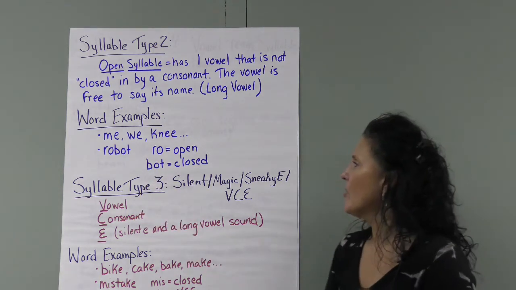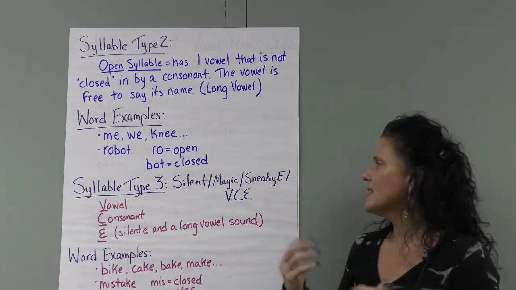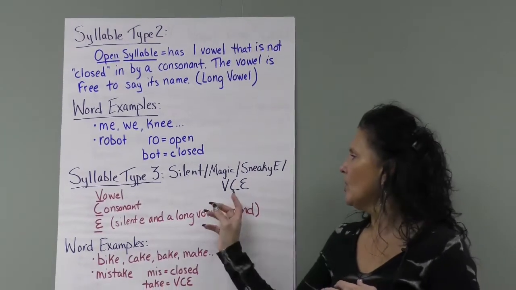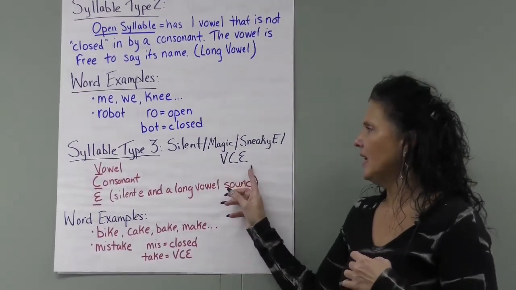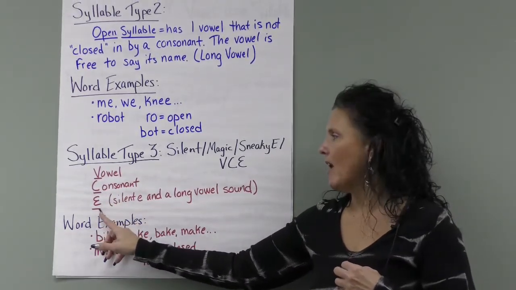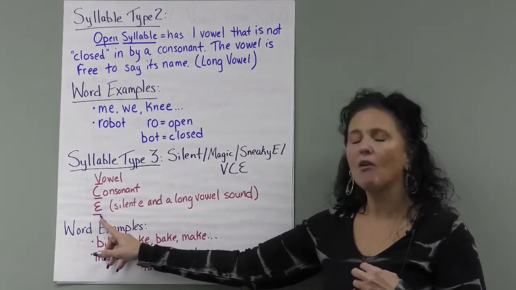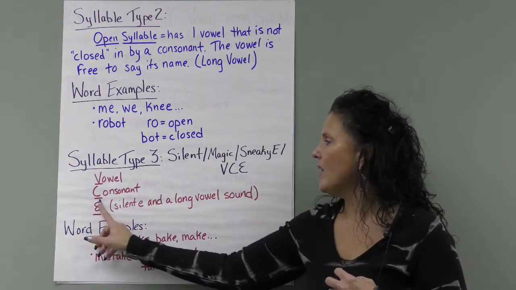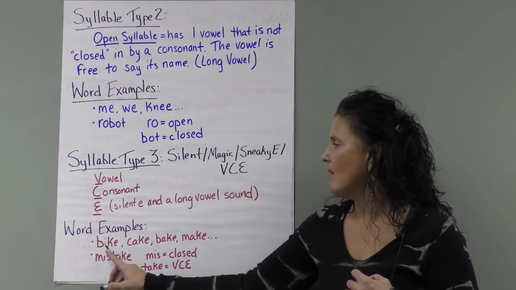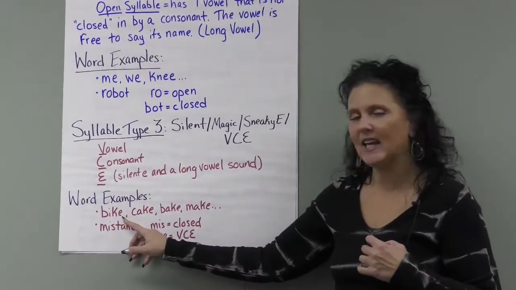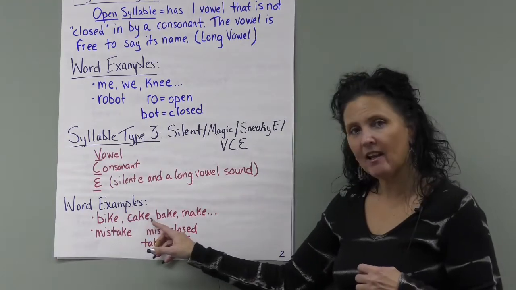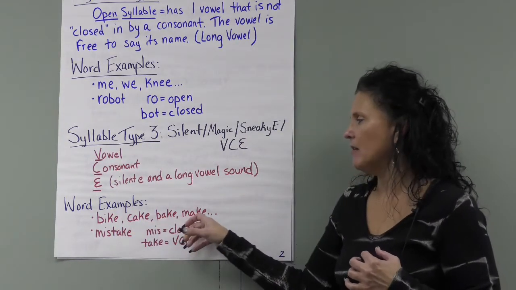That's the second type. The third type is called different things: silent E, or magic E, or sometimes people call it the sneaky E. But what we're going to look at is vowel, consonant, E. First we're going to have the vowel, then a consonant, then a silent E and a long vowel sound. If we see the E on the end of the word, this vowel is going to say its name. So we have vowel, consonant, E: bike. Hear the long I, bike. And cake. Hear the long A, just like bake and make.